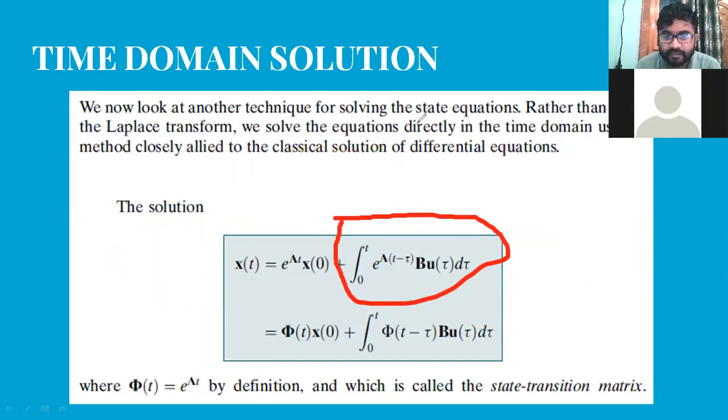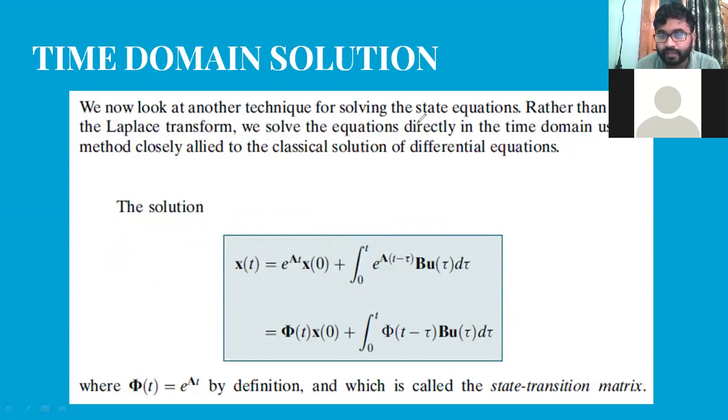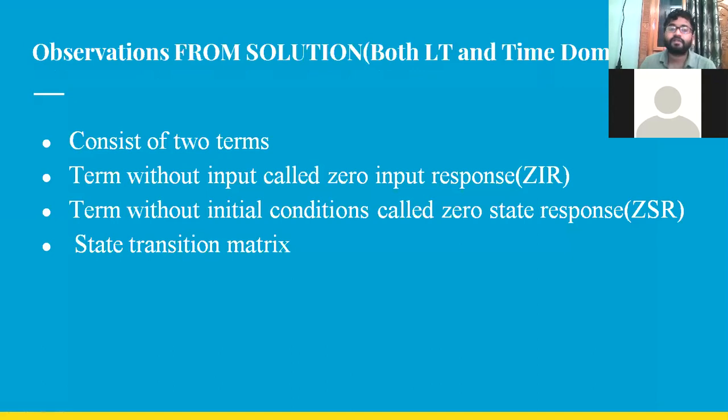See, all these things you should refer again from any textbook. You should not simply listen and leave. It is consisting of two terms. Term without input is called zero input response. Term without initial conditions is called zero state response. And sI minus A whole inverse, or e power at, is called state transition matrix.